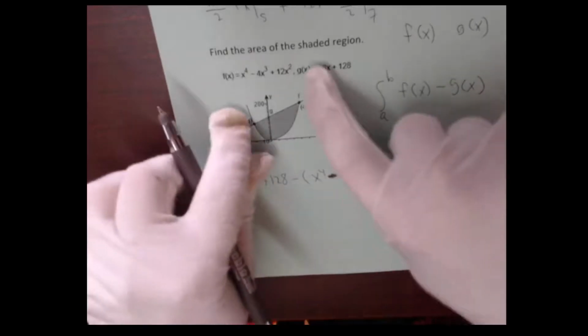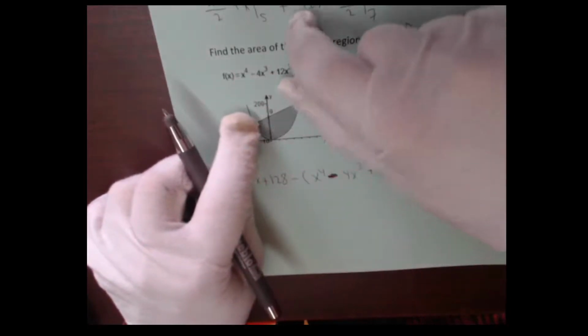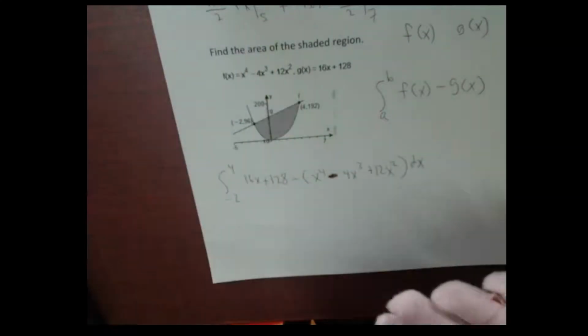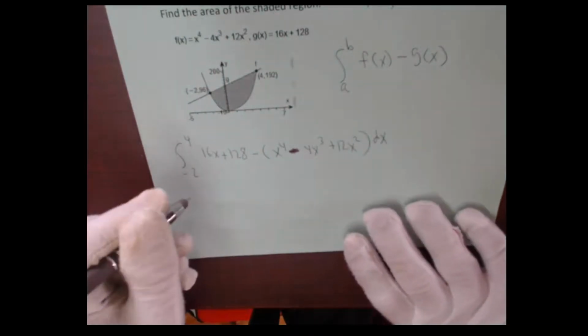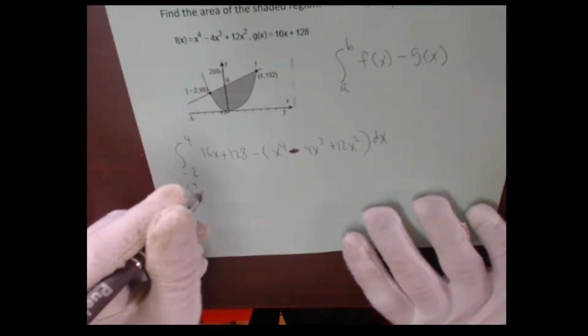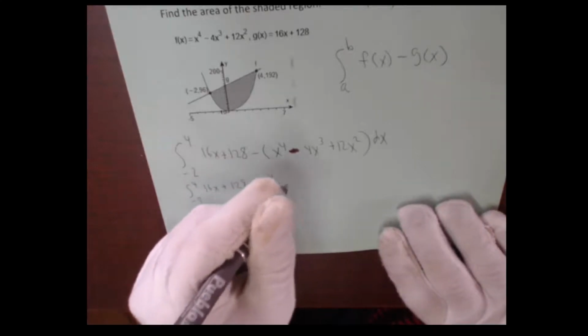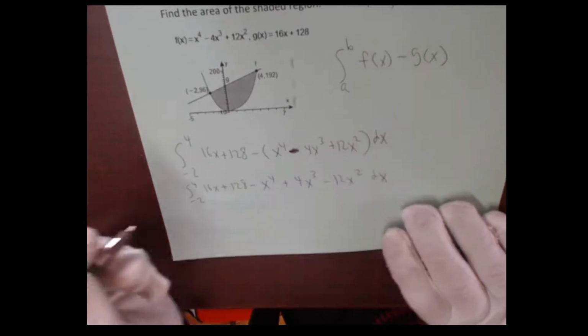Now, importantly, let's say that this function doubles back on itself or something, and for one time, one function's on top, the other's on the bottom, and then a little later it flips. That's okay. If that happens, you just use the technique that we did up here, where we broke it up into 2 different integrals. But here we're okay because one function's always on top and the other one's always on bottom. So this is going to be the integral from -2 to 4 of 16x plus 128 minus x to the 4th plus 4x cubed minus 12x squared dx.